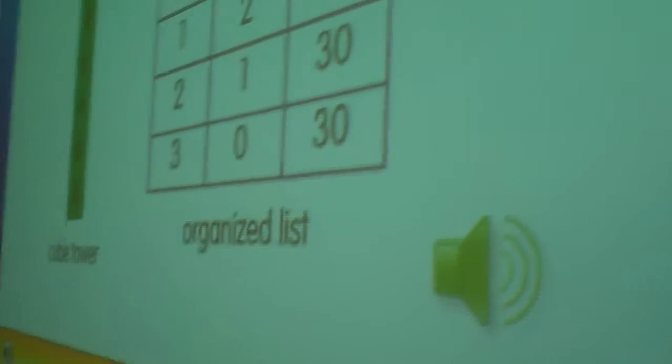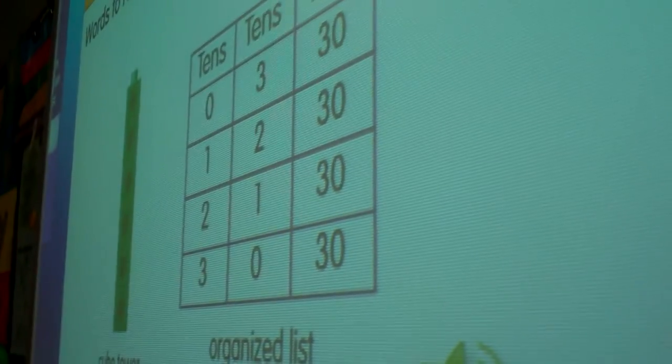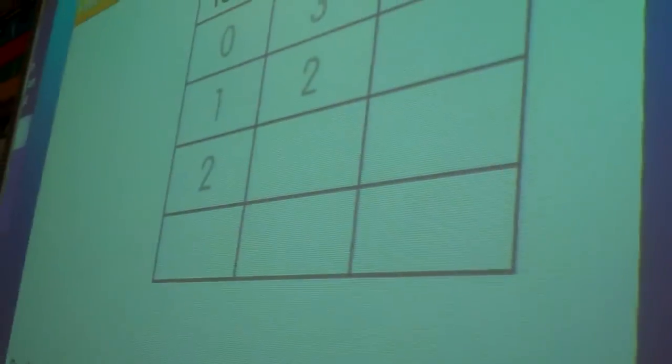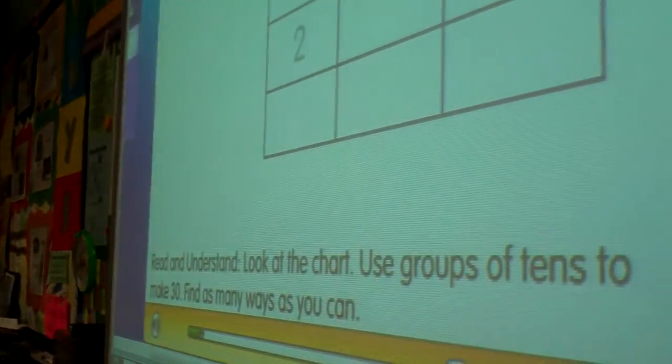Very good. Well, let's continue on with our lesson and see what it says to us. Read and understand. Look at the chart. Use groups of tens to make 30.